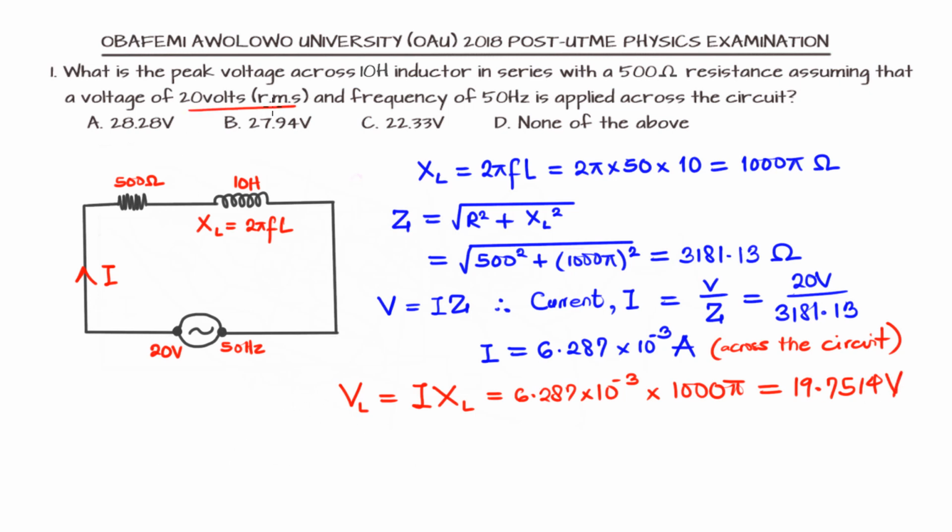But we need to recollect that this is because we are using the root mean square voltage across the circuit, so this is the root mean square voltage across the inductor. This is VL RMS. But we are asked to find the peak voltage.